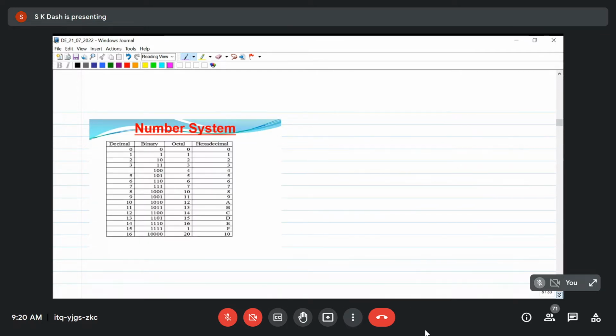So same thing, from 0 to 16, binary is given, octal is given, hexadecimal is given. Okay.